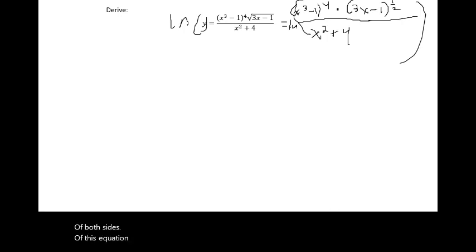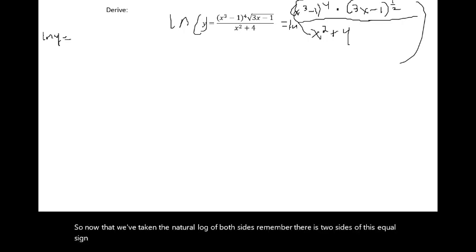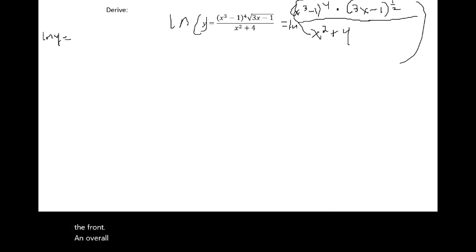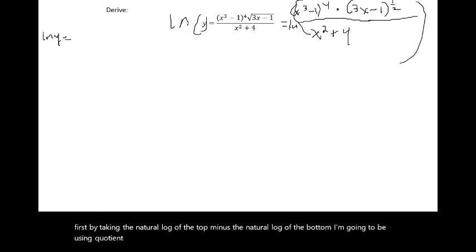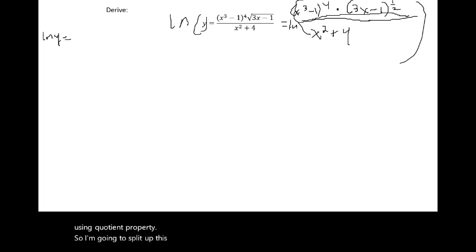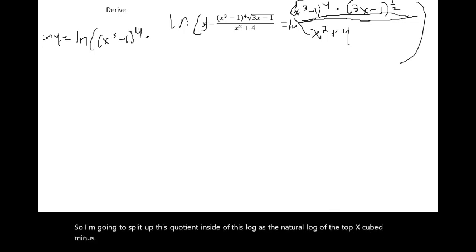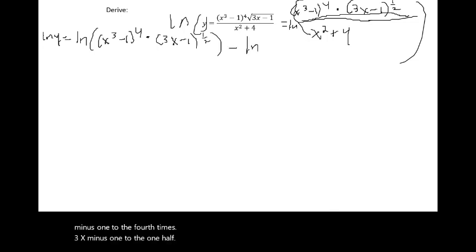So now that we've taken the natural log of both sides, remember there are two sides to this equal sign, so throughout most of this process you're going to have this natural log of y over here on the front. And overall, I see that there is a quotient inside of this logarithm. So let's break apart the quotient first by taking the natural log of the top minus the natural log of the bottom. I'm going to be using the quotient property. So I'm going to split up this quotient inside of this log as the natural log of the top, x cubed minus 1 to the 4th times 3x minus 1 to the 1/2, minus the natural log of the bottom, so minus natural log of x squared plus 4.